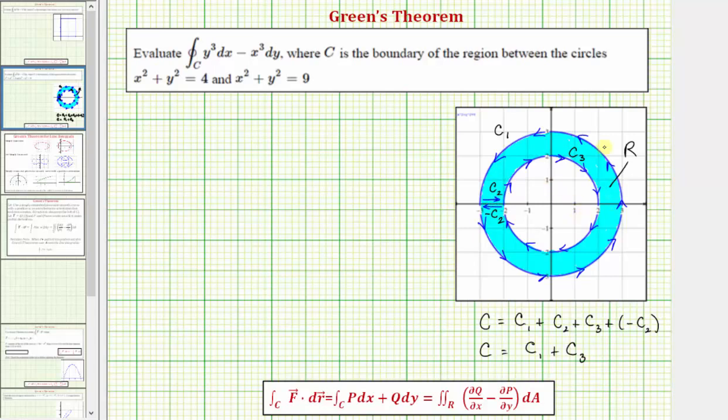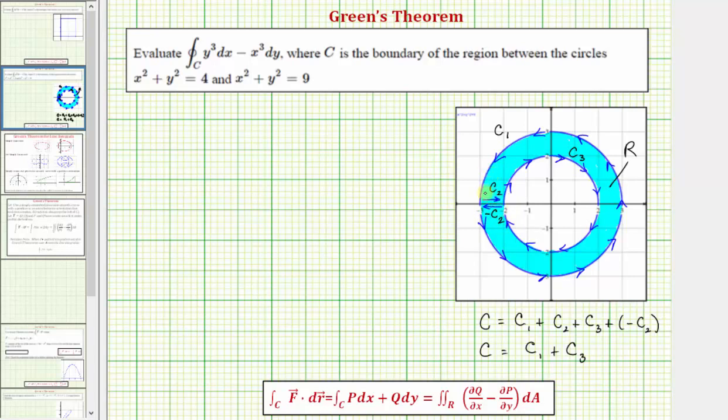And notice how I designated four curves here. The outer curve along the larger circle is C sub 1, and then we have C sub 2, the curve from the outer circle to the inner circle, and then we have curve C sub 3 around the inner circle, and then we have the opposite of C sub 2 going back out from the inner circle to the outer circle. I labeled this negative C sub 2 because notice how it's the opposite direction of curve C sub 2.